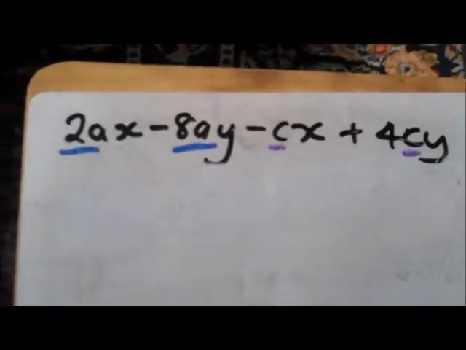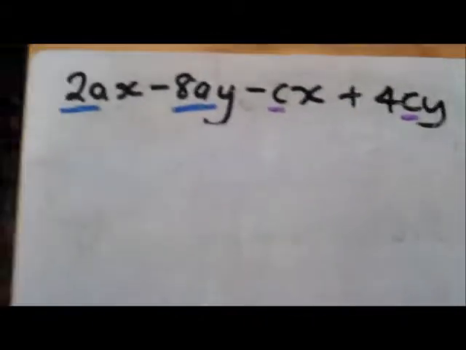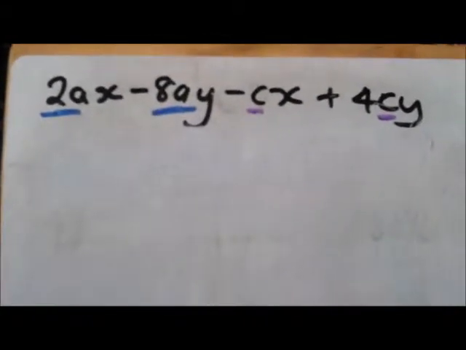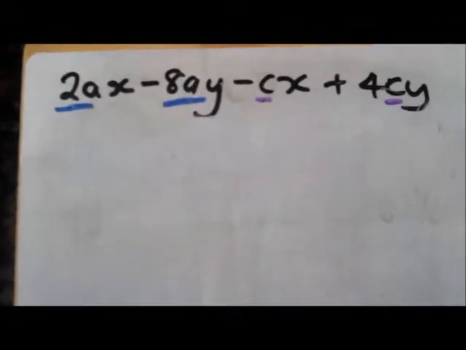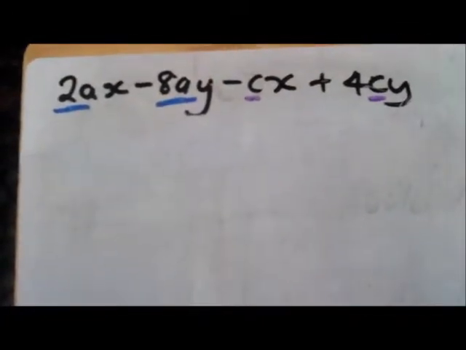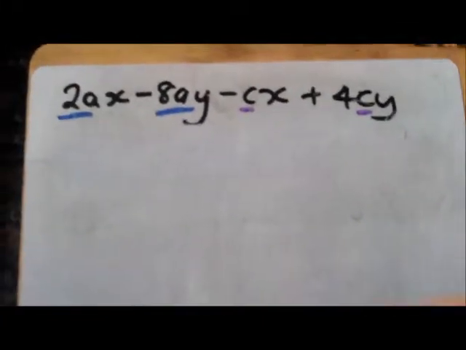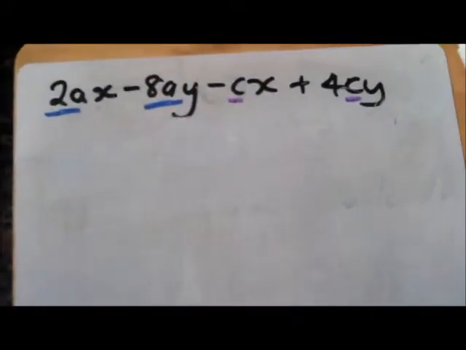So let's have a look at what they call grouping 2 and 2 together. As you can see in the first one, I've underlined in blue 2a and 8a, because 2a is a common factor to both 2a and 8a. In the second one, I've underlined the c's because that's common to those two. So this is the grouping the 2 and 2. So let's do that. Have a look.